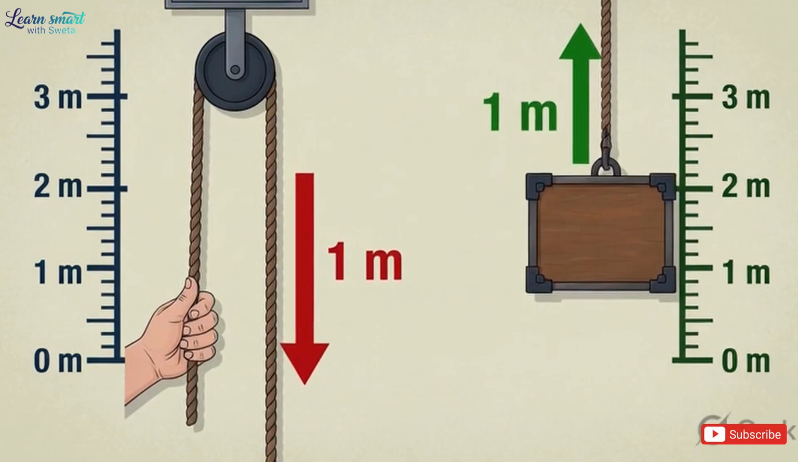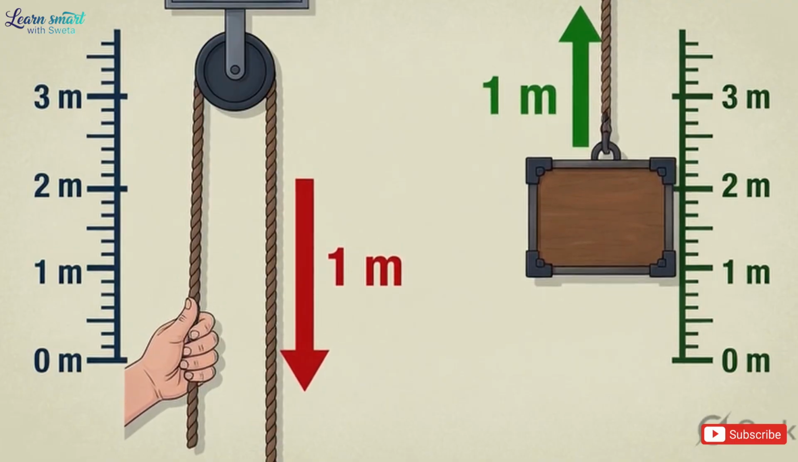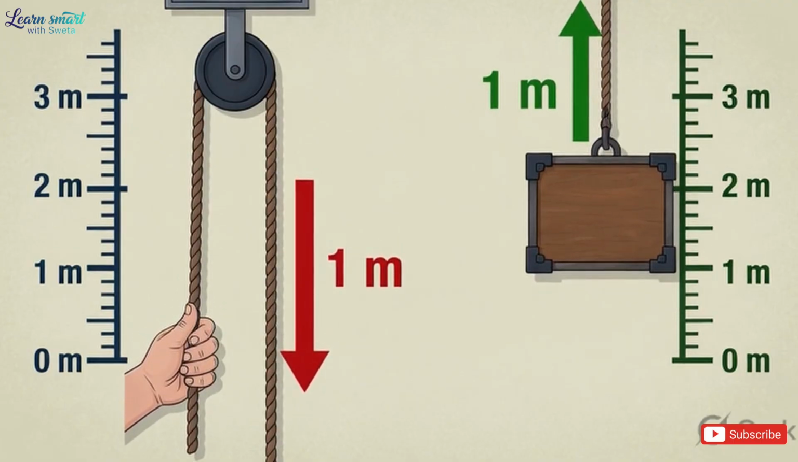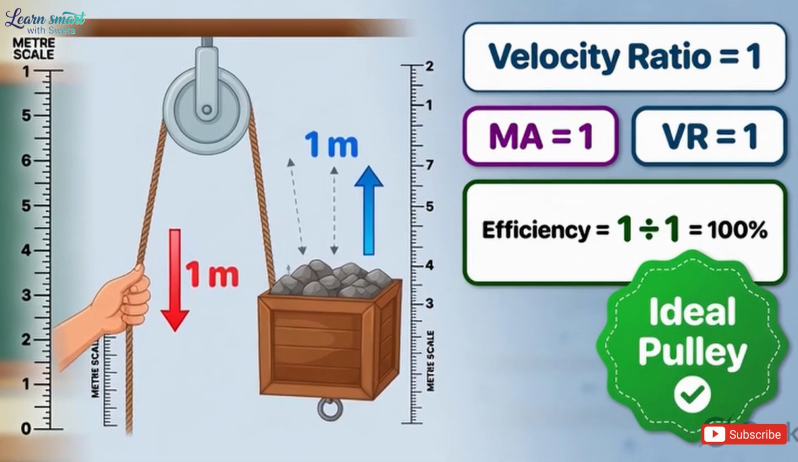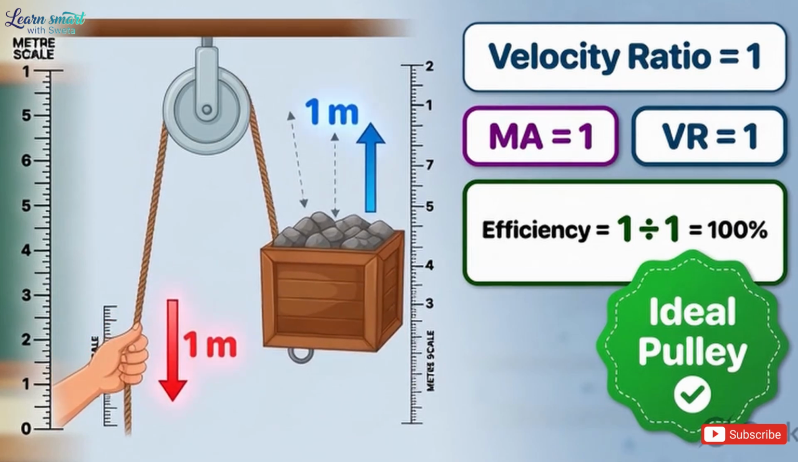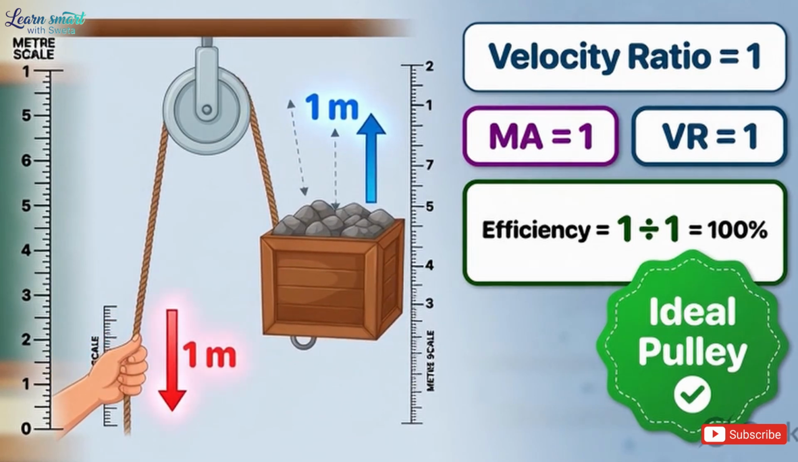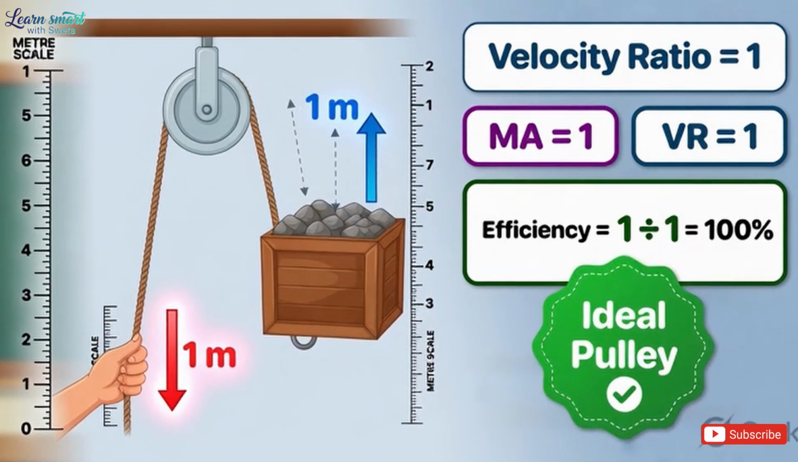Now watch the movement. If you pull the rope down by 1 meter, the load rises by exactly 1 meter. Therefore, velocity ratio equals distance moved by effort upon distance moved by load, which is equal to 1. And since efficiency equals mechanical advantage upon velocity ratio, efficiency becomes 100% for an ideal pulley.